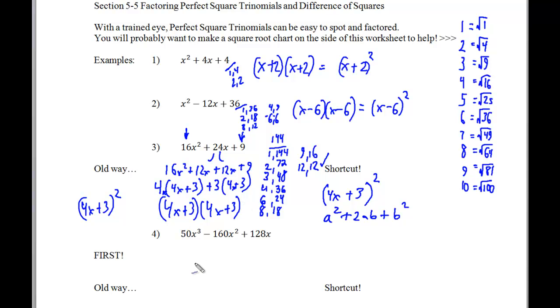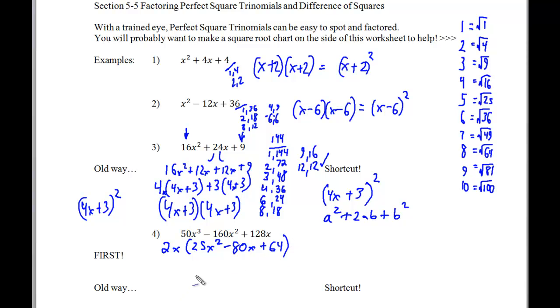Now let's take a look at this last problem here, which you should, at the beginning of every one of these problems, check to see if there's a common factor you can remove. And in this case, there is. There is a 2x that we can remove, which makes our 25x squared minus, this is going to be 80x, and this is going to be 64.